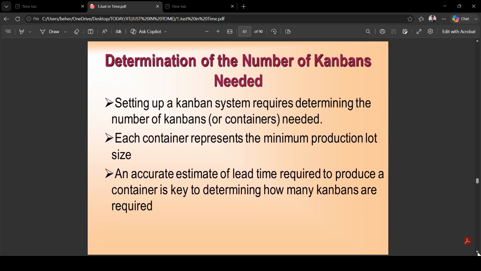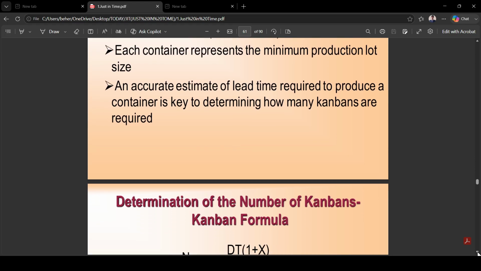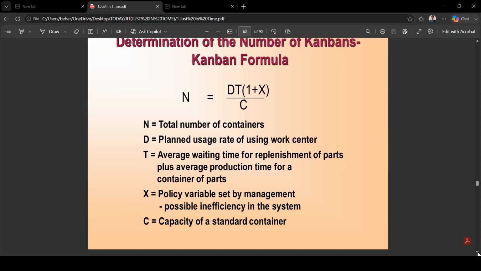Determination of the number of Kanbans needed. Setting up a Kanban system requires determining the number of Kanban containers needed. Each container represents the minimum production lot size. An accurate estimate of the lead time required to process a container is key to determining how many Kanbans are required. Formula: n = dT(1 + X) / C, where n is the total number of containers, d is the planned usage rate of the using work center, T is the average waiting time plus processing time per container, X is a policy variable set by management, and C is the capacity of a container.